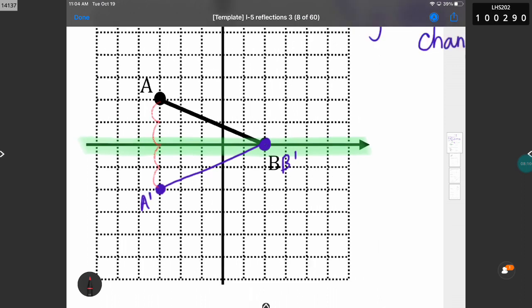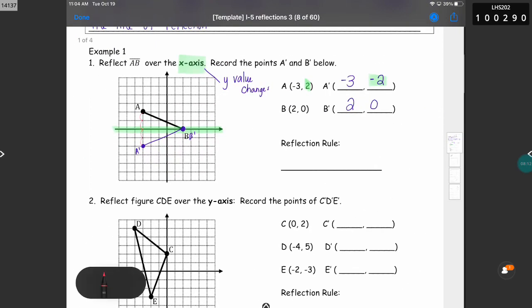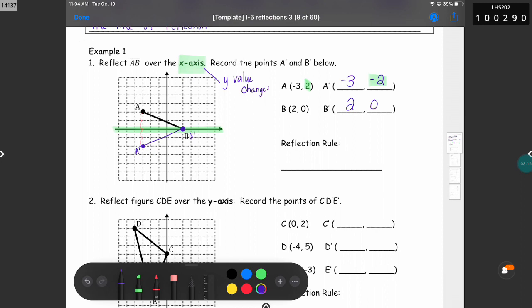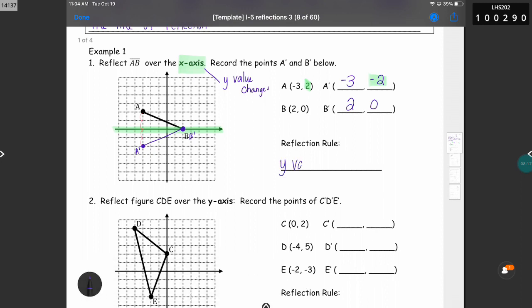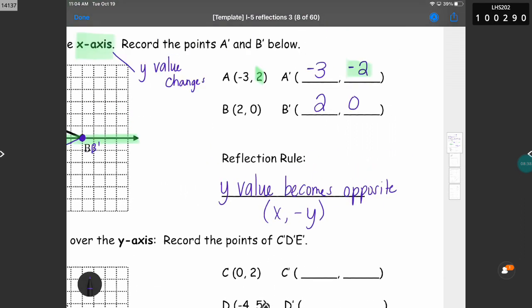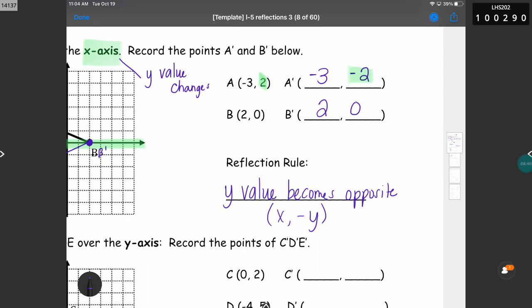Okay, so my reflection rule here will be the Y value becomes opposite. So I'm going to write that as X, negative Y, or X, opposite Y. So the reflection rule for the x-axis: the Y value becomes opposite.